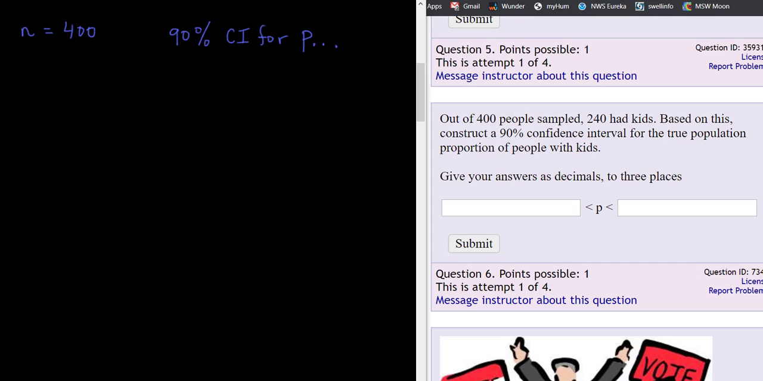In this video, we're going to do a problem from the homework from Experience 9. This is number 6. Out of 400 people, 240 had children. Based on this, construct a 90% confidence interval for the true population proportion of people with kids.